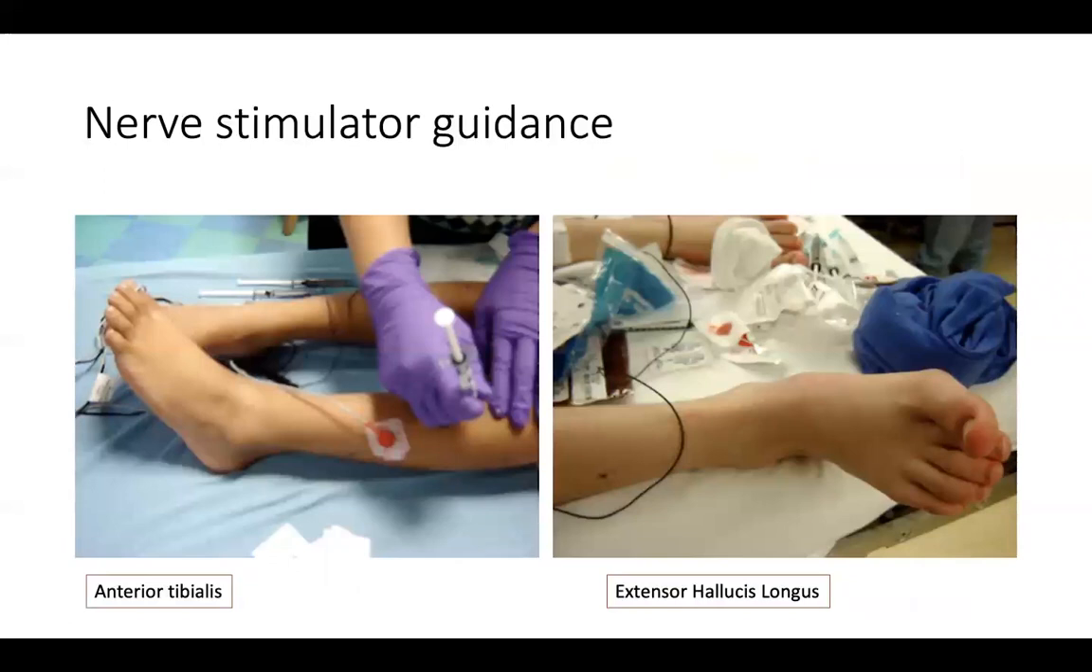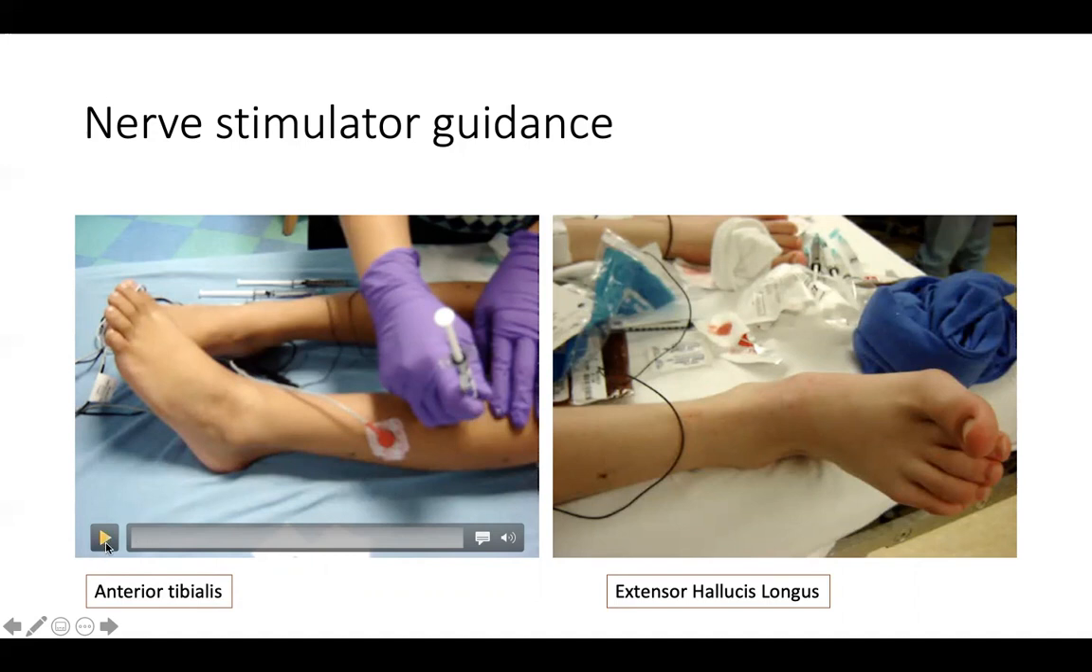And then this is me injecting the toxin with nerve stimulator guidance. As you can see, on top of the interosseous membrane, lateral to the anterior tibialis, there's the deep peroneal nerve running here. So three finger breadths down, or in the middle, one finger breadth from the tibia, you can put the needle in, and then let's see.